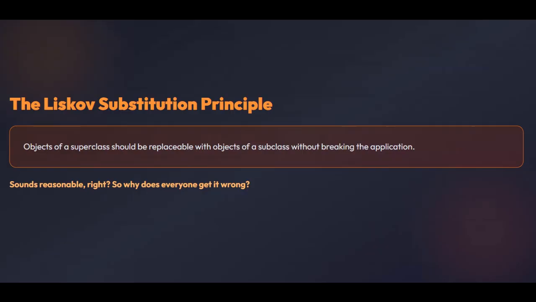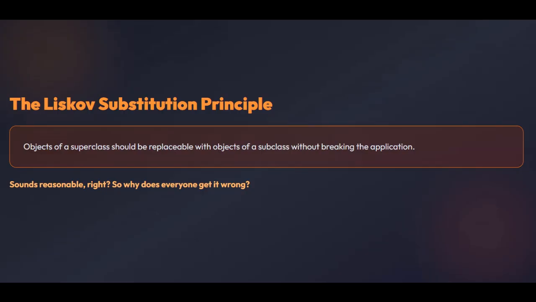So let's zoom in on our troublemaker, the Liskov substitution principle, or LSP. The textbook definition goes something like, objects of a superclass should be replaceable with objects of a subclass without breaking the application. Sounds reasonable. If a duck inherits from bird, you should be able to use a duck anywhere you use a bird. Make sense?